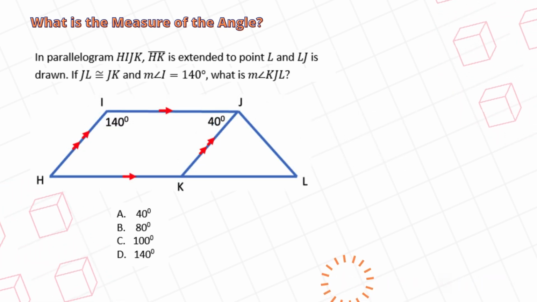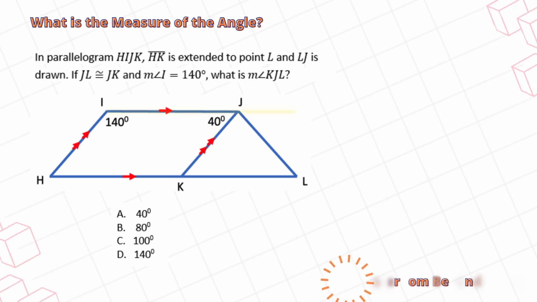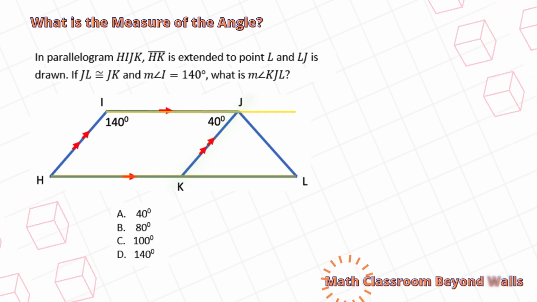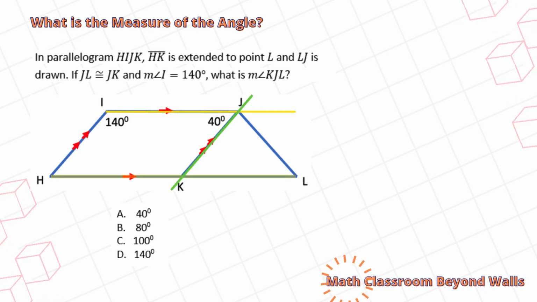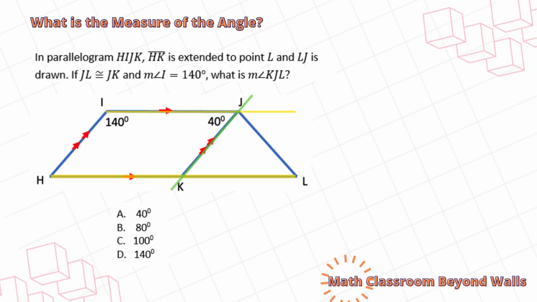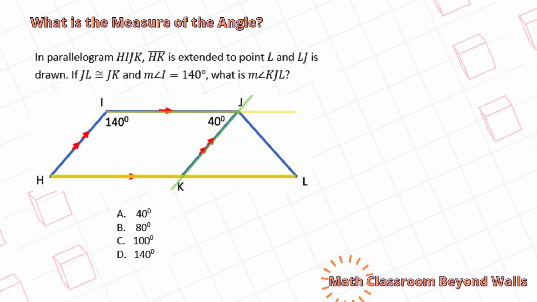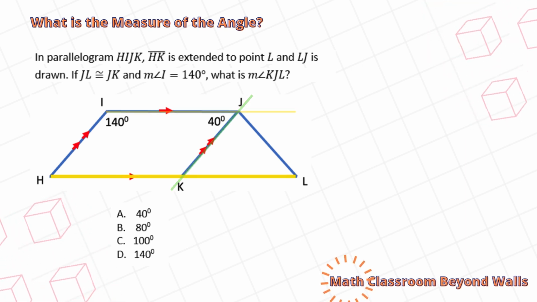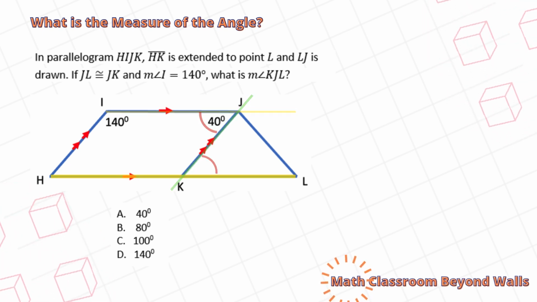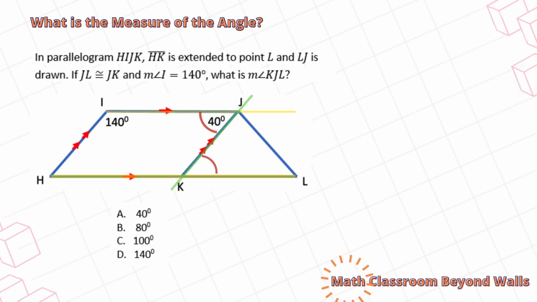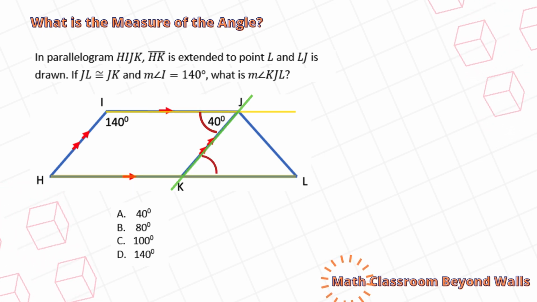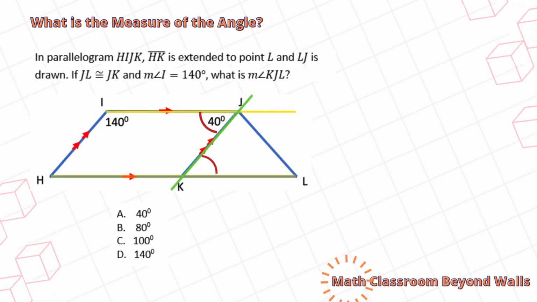Look at parallelogram HIJK again. Side IJ is parallel to side KH, right? Now, what is JK to the two parallel sides? You are correct. JK, the other side of the parallelogram, is a transversal of side IJ and side KH. Can you follow, learners? That being said, the alternate interior angles formed by parallel sides IJ and KH with transversal JK are congruent. Since angle J is 40 degrees, then angle JKL is also 40 degrees. Do you agree?